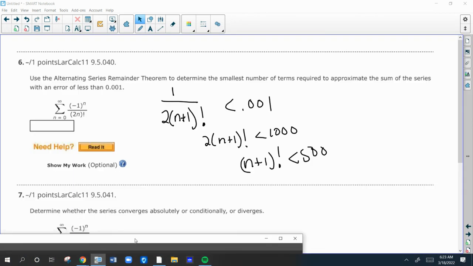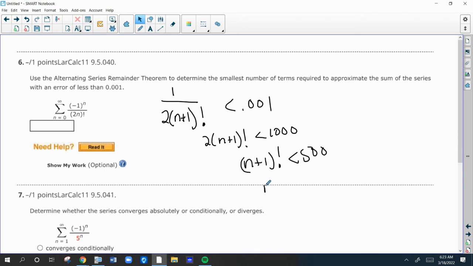So now remember it's n plus 1, so n plus 1 equals 5. Therefore, n equals 4.